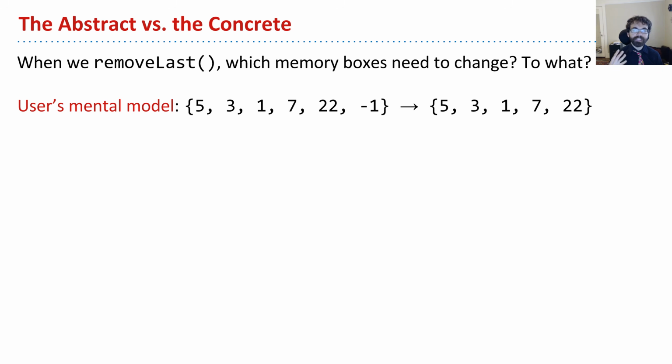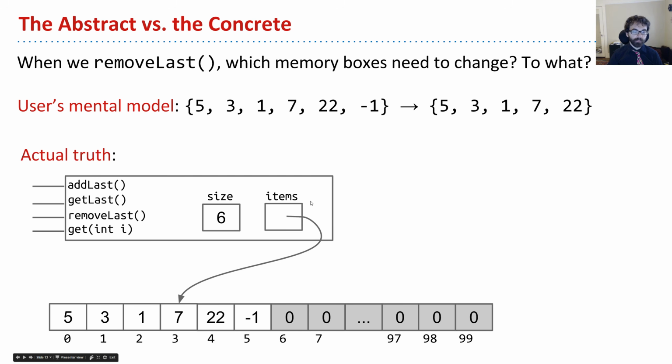Now, our job as the implementer of this abstract data type, of this list, is that it needs to behave the way the user wants it to, and beyond that, it doesn't matter what we do, as long as the behavior is correct. So in this approach, our concrete reality, the actual truth that we have designed, is to use this array to hold all of the information. And at this moment, our goal is to manipulate this concrete reality to match the user's abstract mental model.